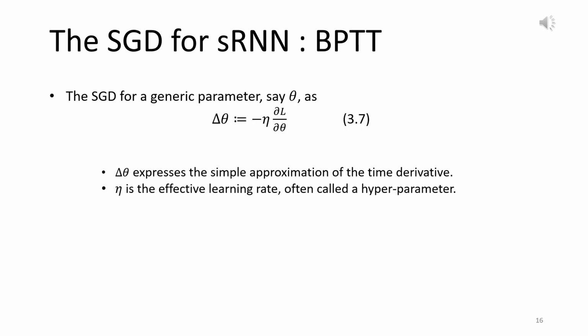We now compute the gradient of the loss function with respect to each parameter in the RNN model, which can be expressed as equation 3.7, where delta theta is the simple approximation of the time derivative. Eta is the learning rate. Parameters that are not in the neural network model are often called hyperparameters.